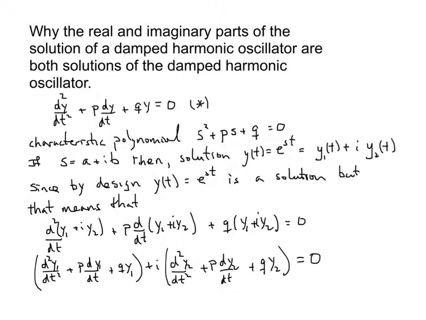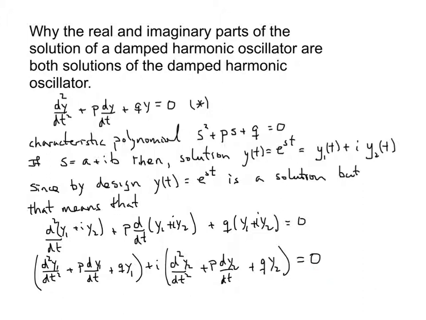When I collect the real and imaginary parts, the real parts are y1 here, and y1 here. I've got the second derivative of y1 plus p times the first derivative of y1 plus q times y1, and then plus all the terms that had i in them: the second derivative of y2, the first derivative of y2 times p, and then just q times y2. When I collect those together, putting parentheses around all the terms that had i's, I have the statement that this real part plus this imaginary part have to be 0.